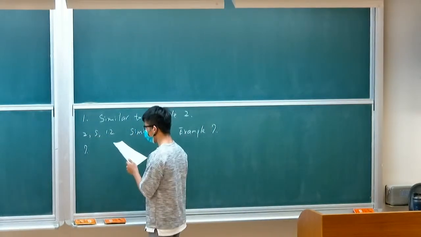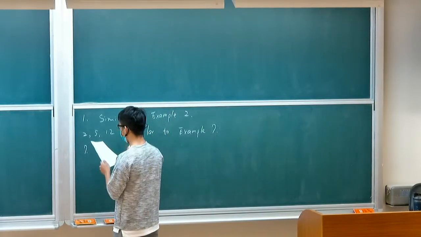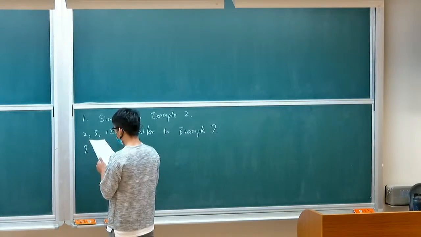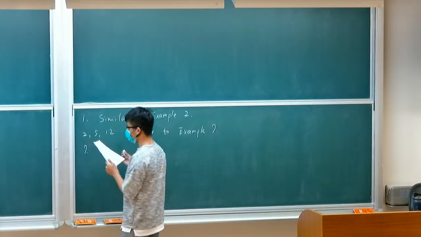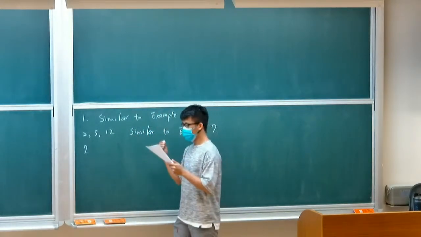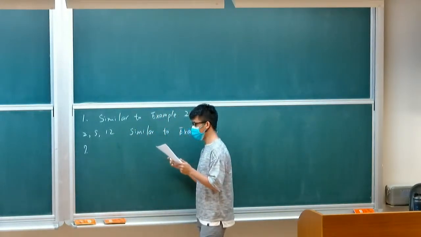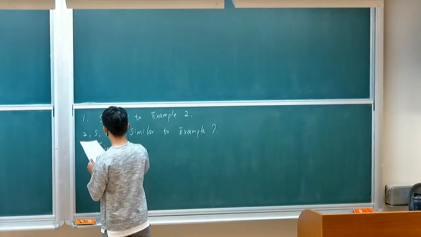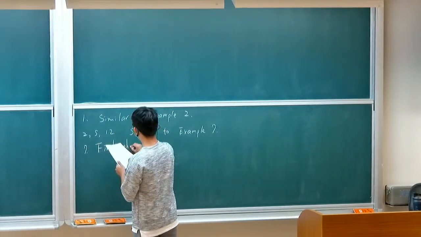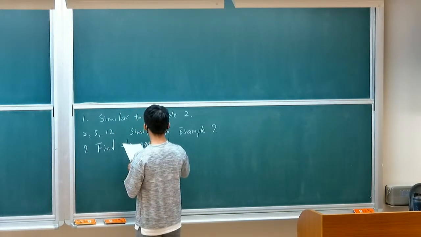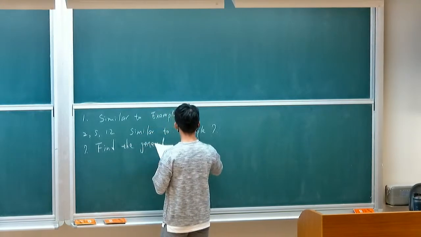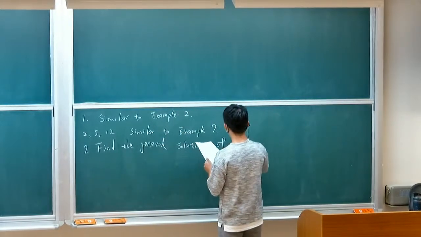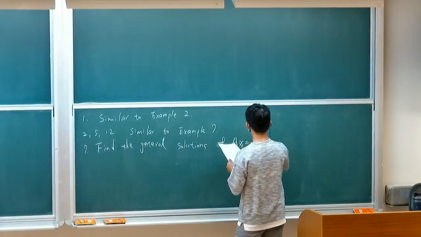For this exercise, just find the general solution of Ax equals 0. Then you are done. The independence calculation here means that you need to multiply A by the element in the basis you found and make sure it's 0. Find the general solutions of Ax equals 0.